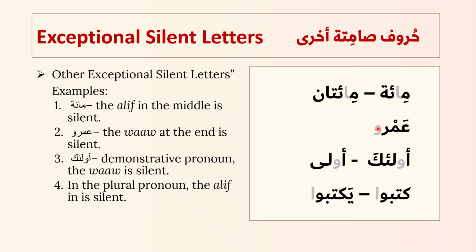Amr has a waw at the end of it, which is not pronounced, and that was mainly done because they wanted to differentiate between the name Umar and Amr. Umar doesn't have a waw at the end of it, but Amr, they add the waw just to differentiate it in writing. There are also some of the demonstrative pronouns, ulaika and ulu, which have waws in the middle that are not pronounced. So we don't say ulaika with the waw, the waw is silent, we say ulaika and ulu.